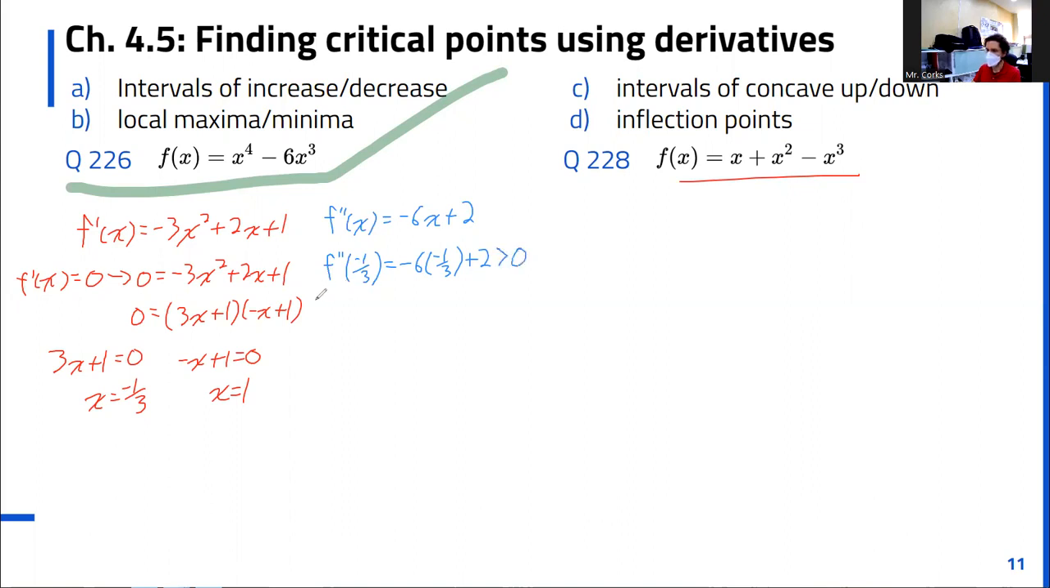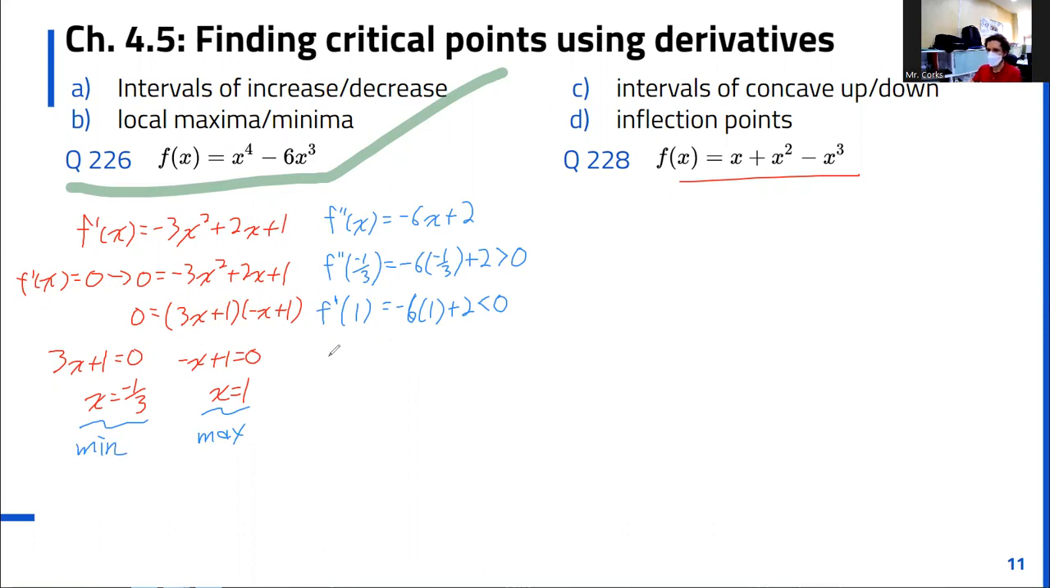And that is obviously greater than 0. And our other one here, second derivative at 1 here. So negative 6 times 1 plus 2, the whole thing. Okay, that's negative 4. So that's less than 0. Okay, so these 2 points here. Less than 0, that means we have a minimum, sorry, other way around, it's concave down, so we have a maximum here. And if it's greater than 0, it's concave up, so that means we have a minimum here.